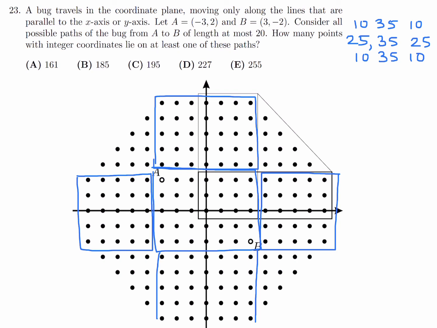So if you go through this, this is basically going to be all the points. So let's add these up. We have 35 times 3, so that's 105. Then we got those two 50s, 50, and we got the 4 10s, so 40. And this is 195. So the answer to number 23 is C.